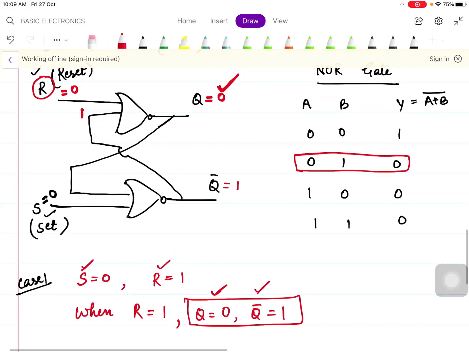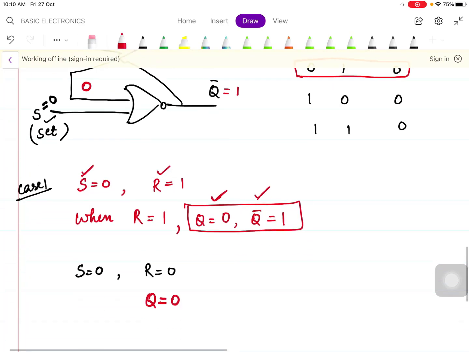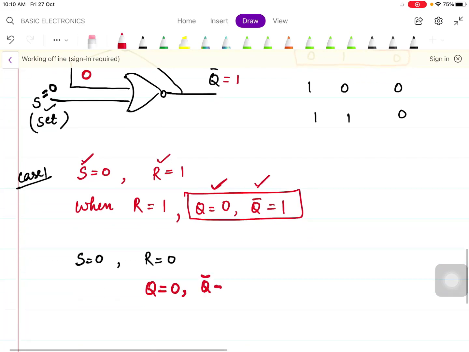Now let us see for the other one. When this Q is 0 and S is also equal to 0, so 0 and 0 will make 1 according to this truth table part. Alright, that means Q bar is again equal to 1. So what we can conclude from here is that when S and R both are equal to 0, they retain the previous state. That means whatever the value of Q and Q bar has been maintained in the previous part, that will be retained when S and R is equal to 0.